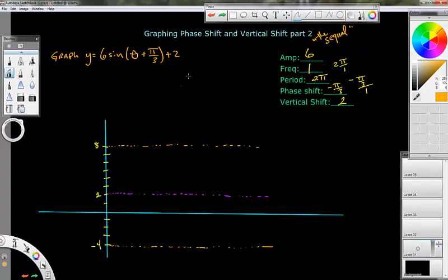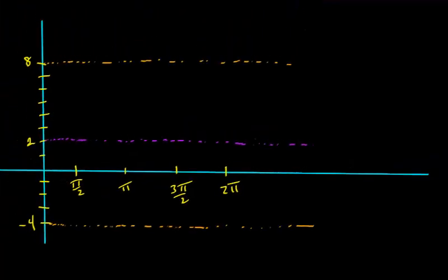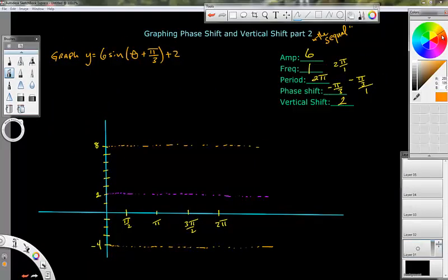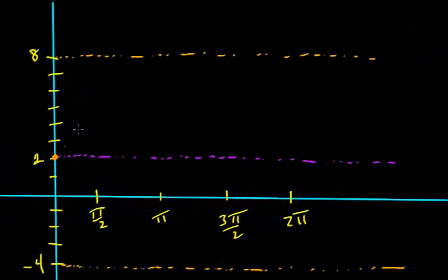It's up 2. Okay, time to put this in intervals here. Our period is 2 pi. So that means we can go in terms of halves. So that's pi over 2, pi, 3 pi over 2, and 2 pi for now. So we're going to put our baseline graph on here. We'll do this in a darker orangish color. And it's a sine function. It's going to start right here and go up. This is our base graph. It's going to go up to here.